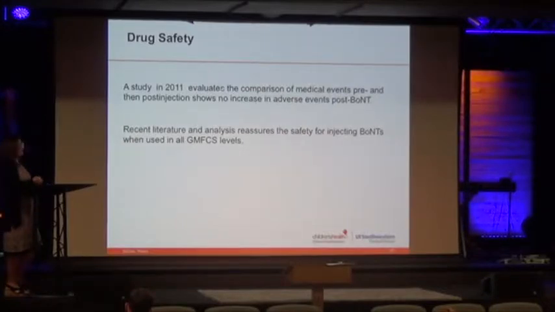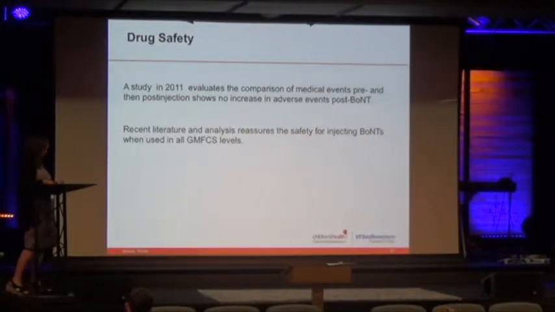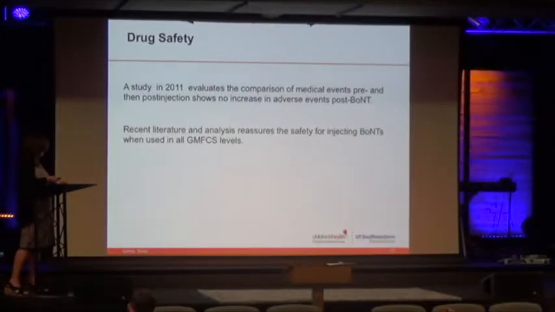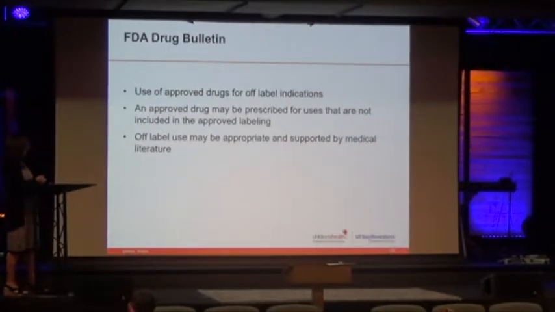Bottom line is there are a lot of studies that we follow as providers. There's a lot of medical literature. There's a lot of evidence that we use as our justification before we come up with these plans. And in 2011 there was a good study that evaluated the comparison of events before injection to after injection, and there was no increase in adverse events post-injection. So what I'm trying to say is it's very hard to say what happened with those few cases, but all the evidence points towards a pre-morbid condition that made those kids higher risk. Something to keep in mind. And again, the recent literature reassures the safety of injecting the toxin when used in all different functional classification levels. So whether it's mild or severe spasticity or a CP kid, they can be used.